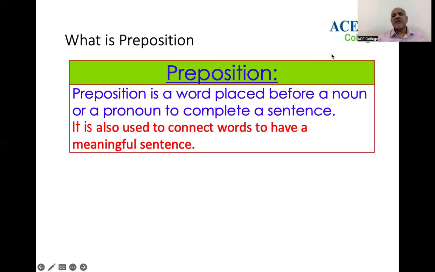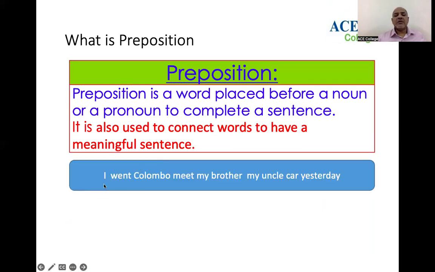From these, all we have understood is that a preposition is a word placed before a noun or pronoun to complete the sentence, right? It is also used to connect words to make a meaningful sentence. For example, can you look at this sentence? I went Colombo meet my brother, my uncle, car yesterday.